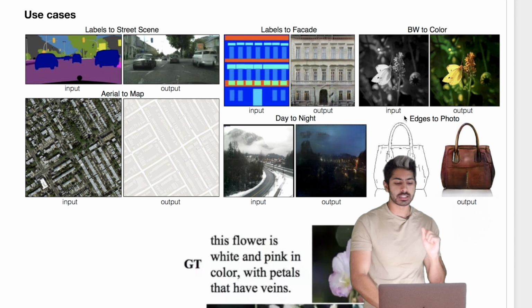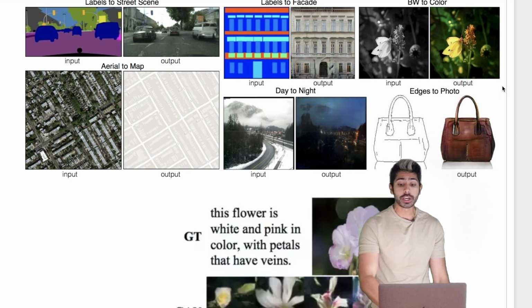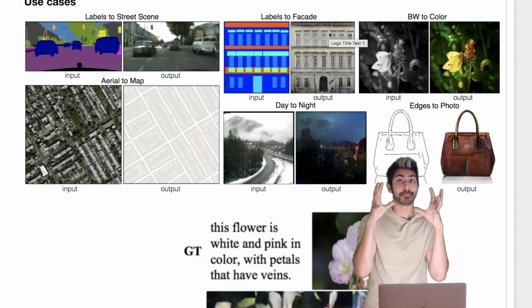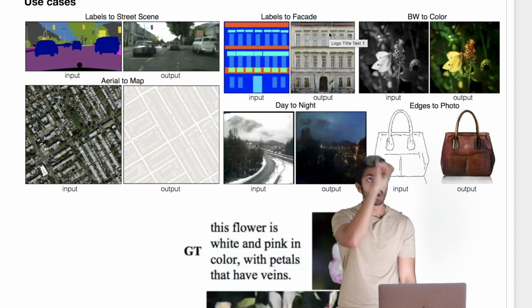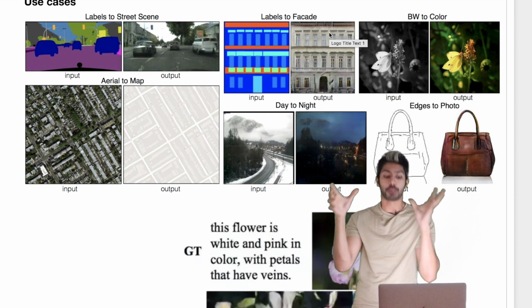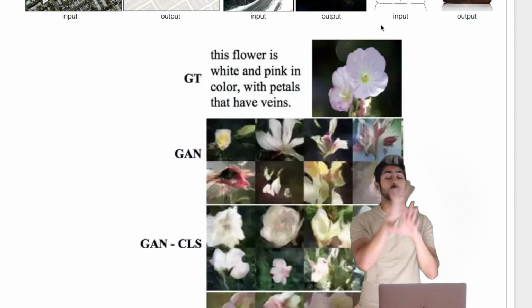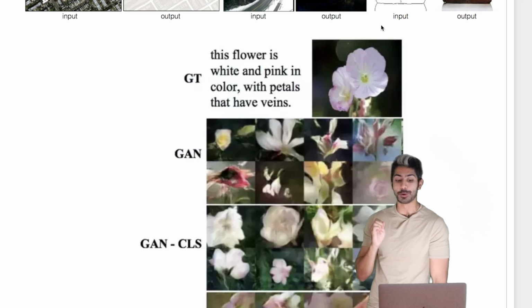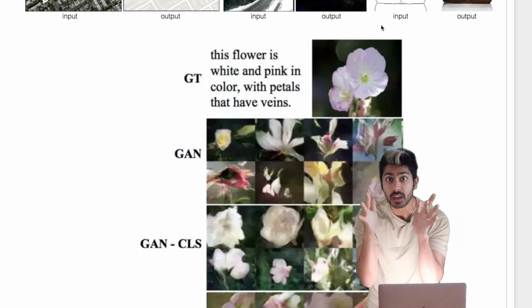Anyway, back to this. We can do so many things with GANs. For example, we can turn black and white images to color. We can turn maps into digital maps. We can turn day to night. You can make a drawing of a purse and then turn it into a real purse, right? To get really trippy, you can feed it plain English input, like the flower is white and pink in color with petals that have veins. And then it's going to generate images from that text.